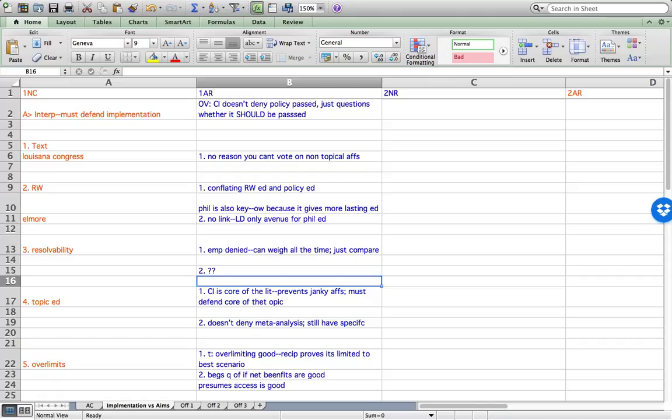I would have made it as a no link, not an IME. I would have made it as a no link specifically on text. And then I would have also made a no impact on jurisdiction. And I would have also said that fairness controls a link to jurisdiction. That, like, what is in your jurisdiction to do is what is most fair, not what is topical. Does that make sense?